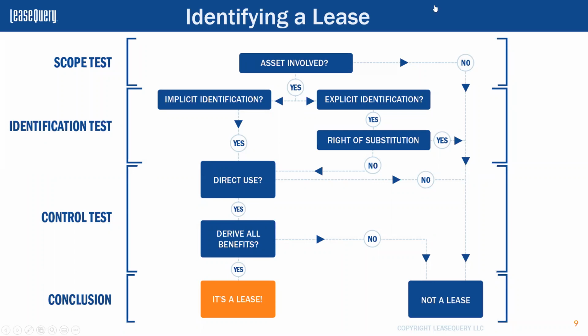in the ability to understand where the leases lie. Is this contract, is this an agreement, a lease? So the first thing that you're going to have to cover is, is there an asset involved, as you can see at the top. Now, if the answer is no asset at all, then you don't have a lease.